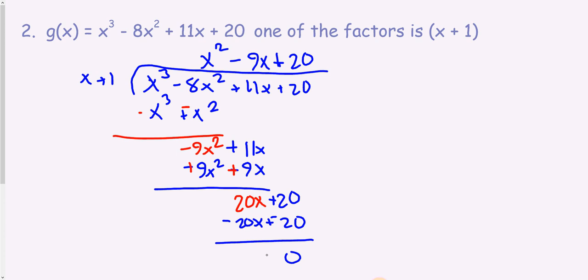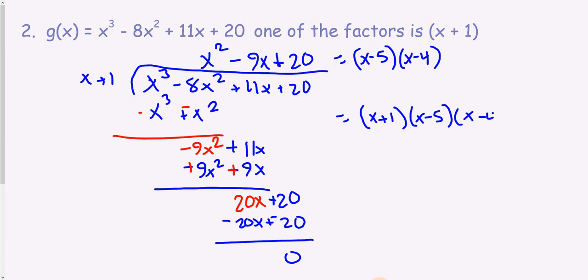But we know it's going to get a remainder of 0, right? We're told it's one of the factors. So why is that important? We still have to do the division. Remember, we need this quotient. Okay, we need the quotient because now the quotient factors, let's see, what adds to negative 9 multiplies to 20. It looks like we are going to have x minus 5 and x minus 4. So my total polynomial is x plus 1, x minus 5, and x minus 4.